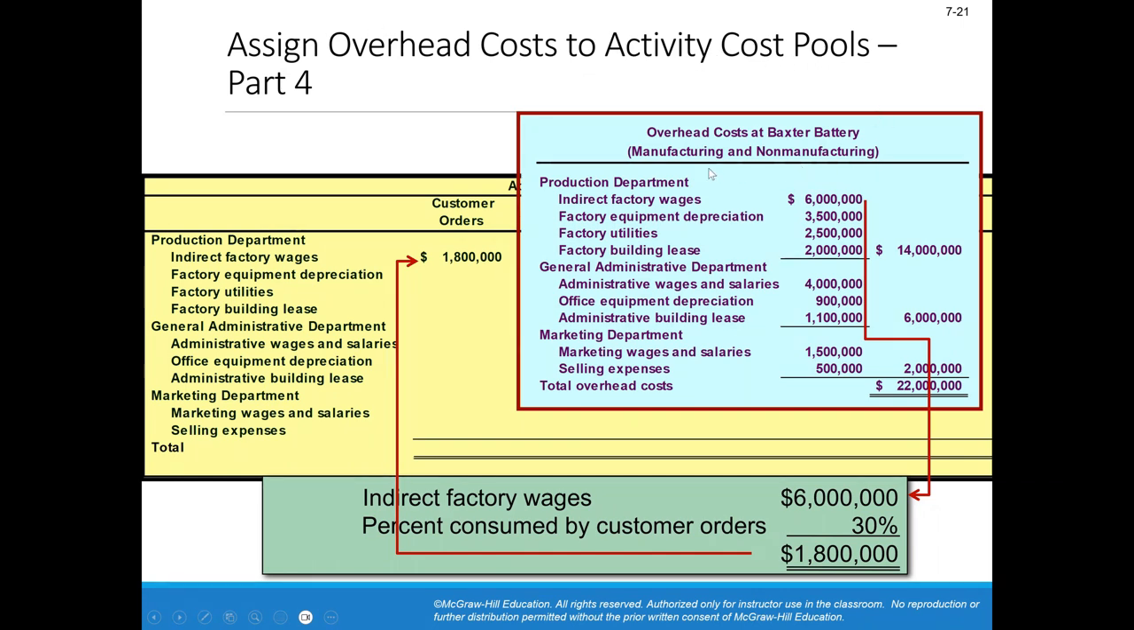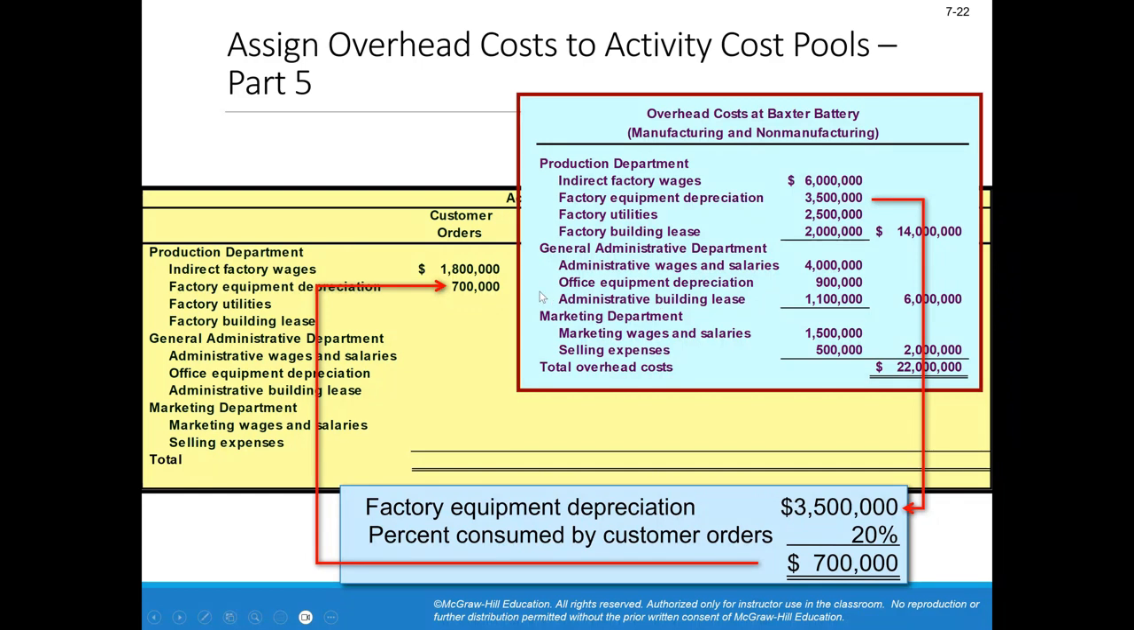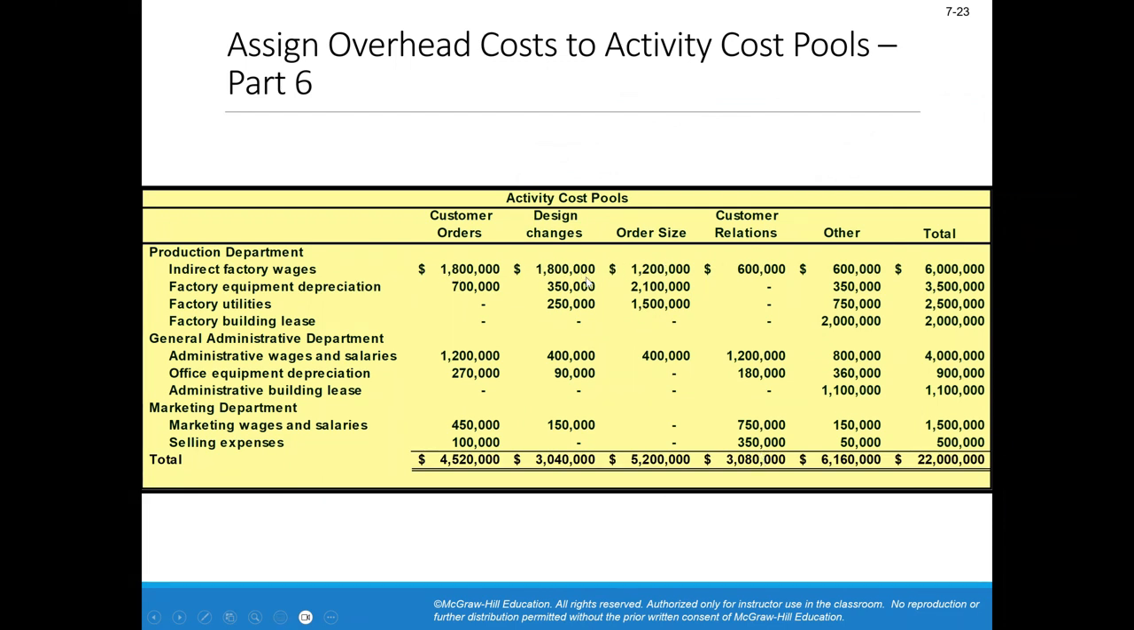Assign overhead cost to activity pools. So here's the production department. All right, here's the G&A department. Here's the marketing department. Okay, and so for the production department, customer orders are 30% of the total for these wages. So 30% of 6 million is going to be allocated to customer orders. And then factory, again, 20% of the factory equipment depreciation is related to customer orders. All right, so we come up with the dollar amounts for the different order size, customer relations, other. And so we have allocated all of these costs, but in a different way, a more precise way. So really, it's the total of the indirect factory wages times the percentage for this category, and that's true for each one of these categories.